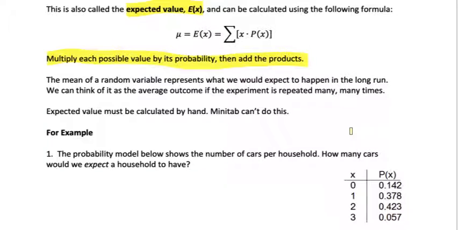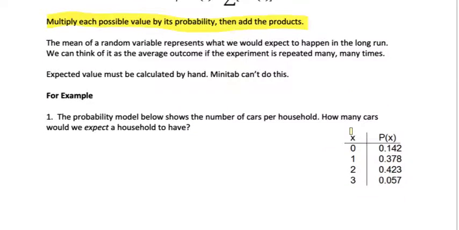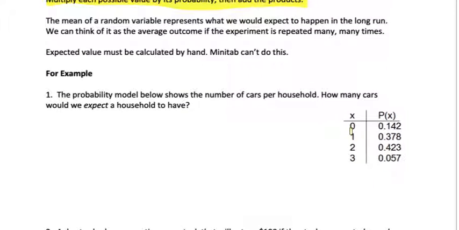So it gives us what we would expect to happen in the long run. And we can't do this on Minitab. We're going to talk later about doing some other types of calculations on Minitab. But for this, we have to calculate it by hand. So what I'm going to do here is multiply each data value by its probability. So we have 0 times 0.142. Obviously that's going to equal 0.